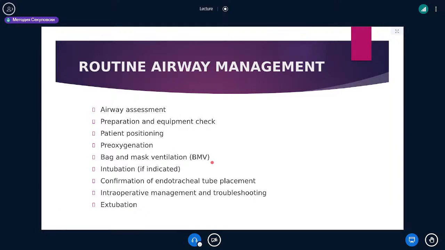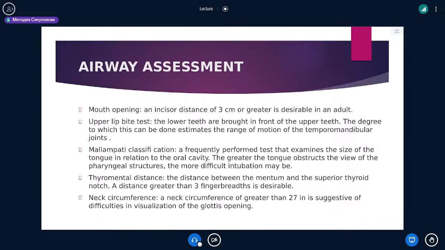And what do you see about routine airway management? First is airway assessment, preparation and equipment check. Patient position is very important for us, for patient safety and for the work of the anesthesiologist. After that we start with pre-oxygenation. We must have bag or mask ventilation. Then intubation if you are working with general anesthesia. After that comes confirmation of the endotracheal tube placement, then intraoperative management, and after the operation we wake up the patient and extubate in the operation room.